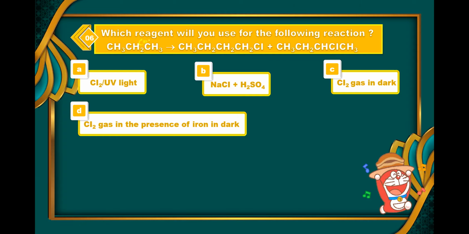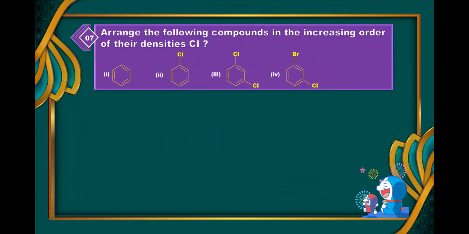Chlorination takes place when you provide energy like sunlight or UV light, because to obtain the free radicals, energy is required by the chlorine. That's why chlorine over UV light is the correct option. Is it clear? Everybody? Now see question number 7.